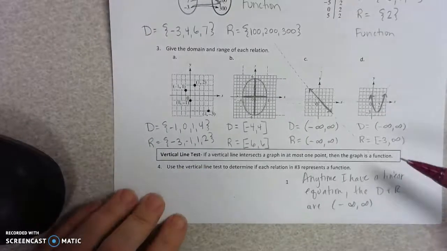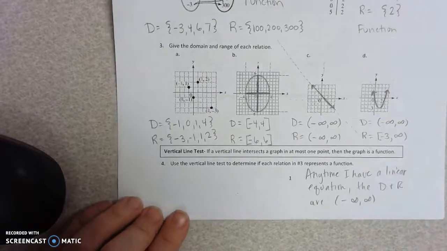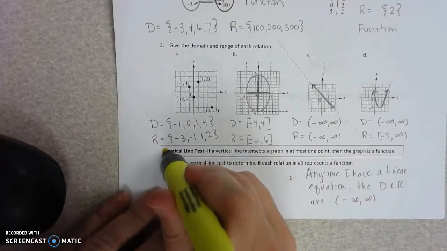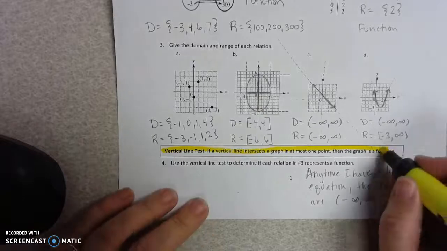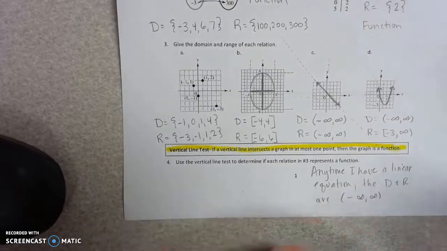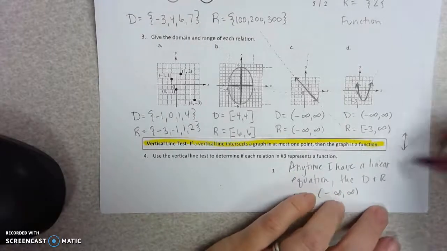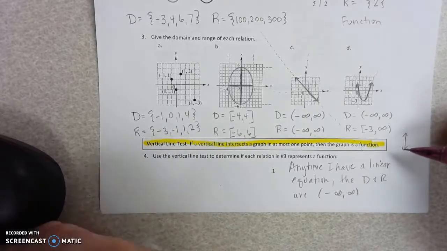Alright, now, if I have a graph and I want to know if it's a function, I can use the vertical line test. What I do is I draw a vertical line. Remember, vertical lines are the ones that run up and down. If I can draw one of those anywhere on the graph and it touches more than 1 point, then we'll say it is not a function.